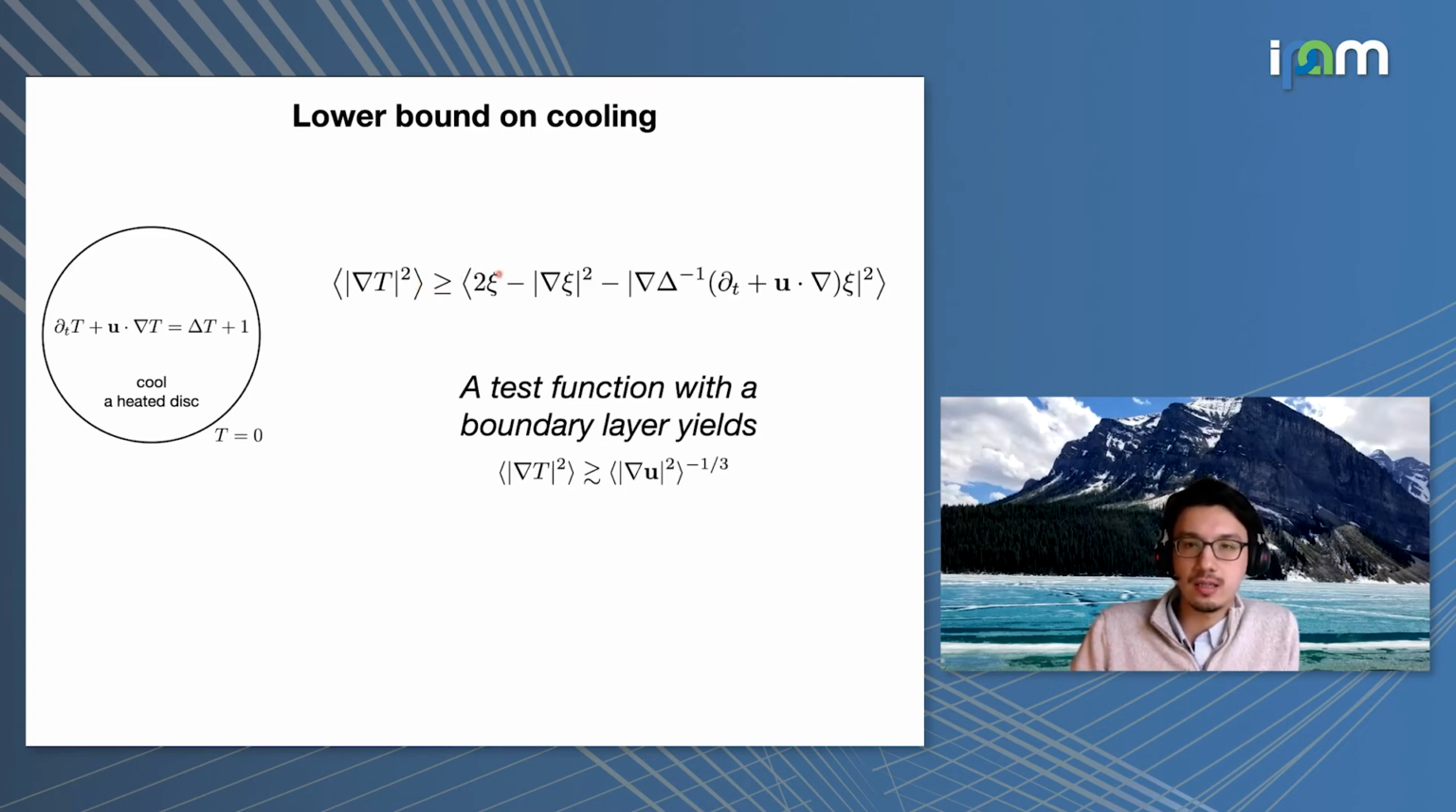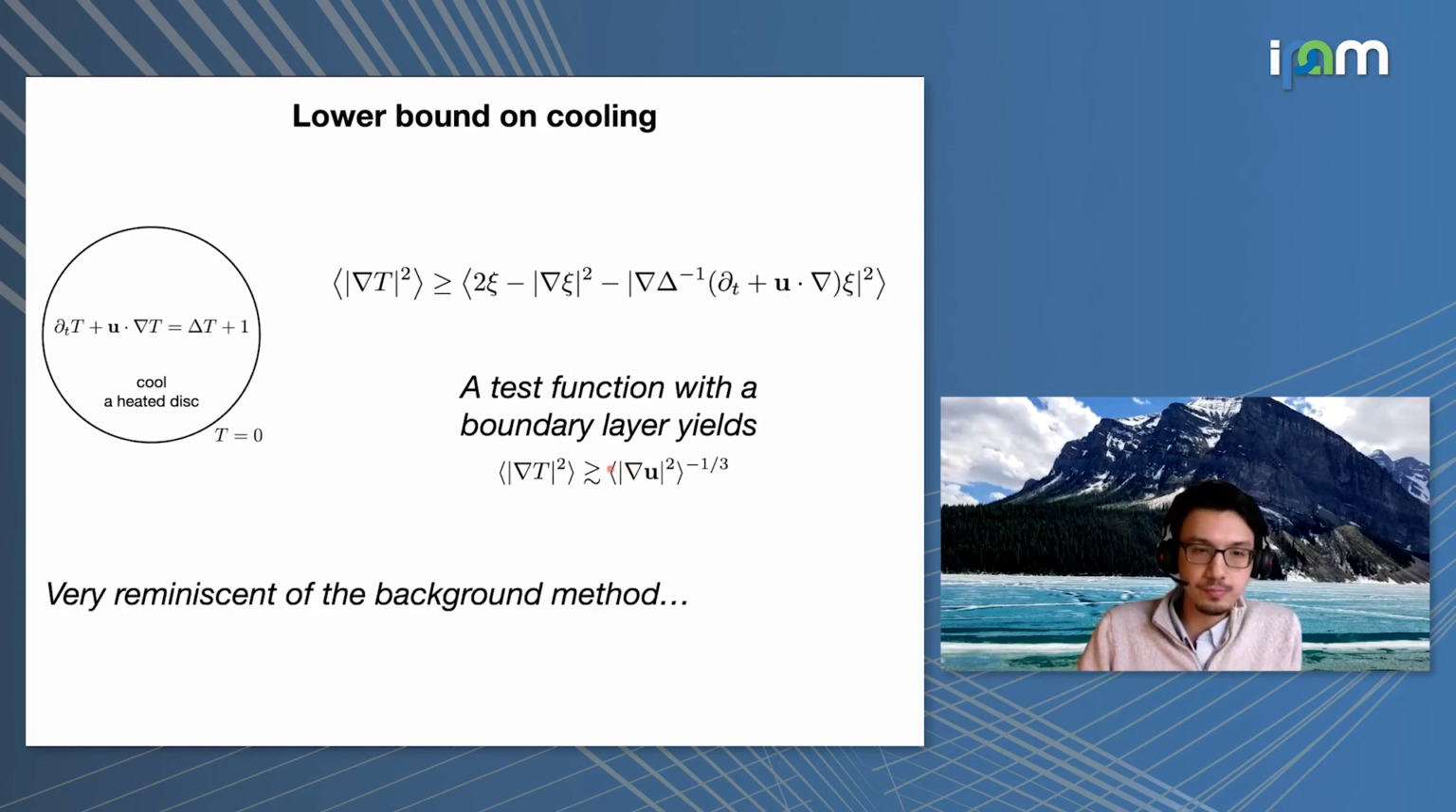So plug in the xi field. Well, what test function should I plug in? It's probably a good idea to choose xi to have a boundary layer built into it. I'm not going to bore you with the details, but indeed, if you choose a xi function which is equal to a constant inside most of the disk and then goes to 0 in a rapid boundary layer, you can then estimate all of these quantities in terms of the mean square gradient of U and applying Poincare inequalities where appropriate. And then at the end of the day, you'll be able to prove this lower bound.